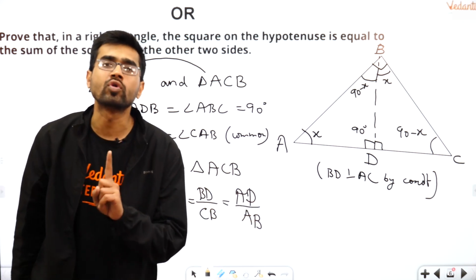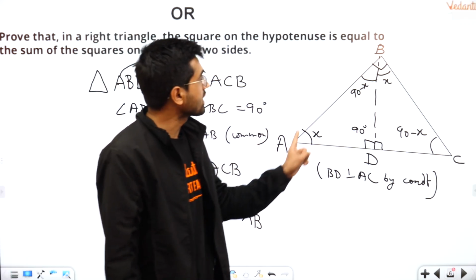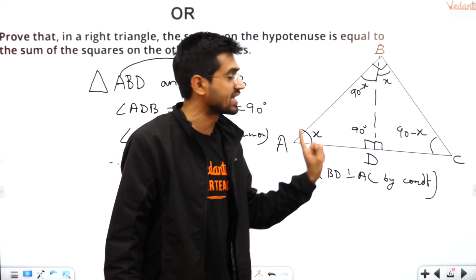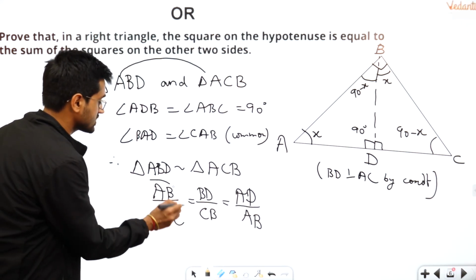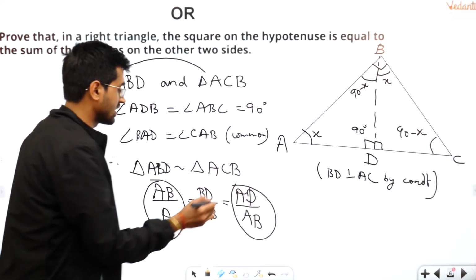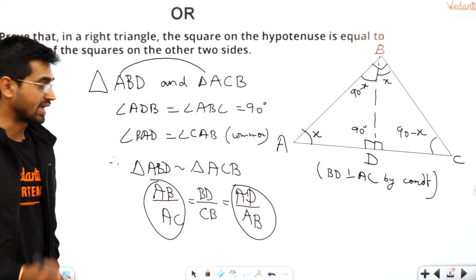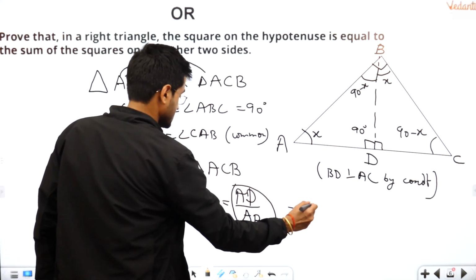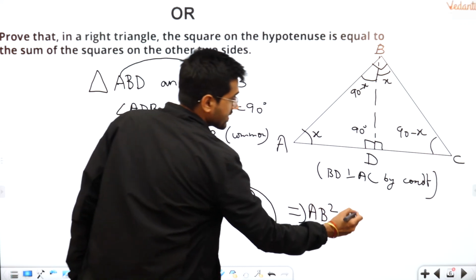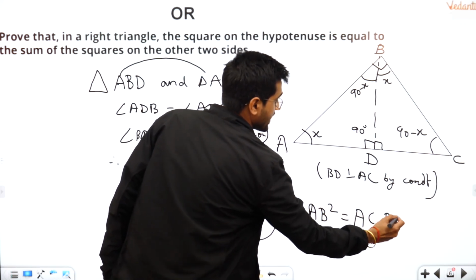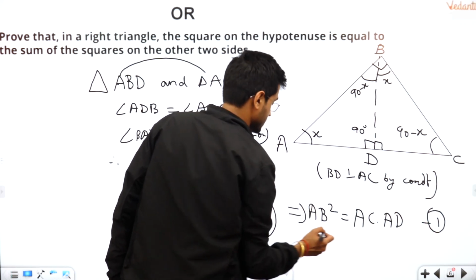Remember what you wanted to prove. What did you want to prove? That AB square plus BC square is AC square. This is the target. This is the Pythagoras theorem. If I take this and this, will I get AB square somehow? Yes. So I'm taking that. This implies AB square is equal to what? AC into AD. AC into AD. I'll keep it as my equation 1. I need it.